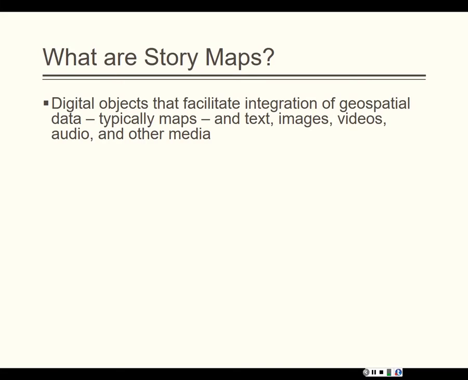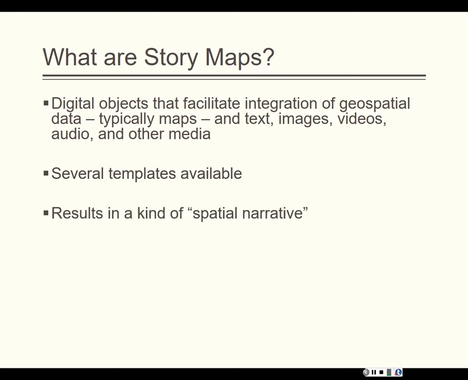So what are story maps? Well, they are quite simply digital objects that facilitate integration of lots of different types of data. These are typically maps, but also other things like text, images, videos, whatever media. And you can kind of mash these up. What I like to say is that they sort of tell a spatial narrative in some way. There are several templates available for this, and these templates can range everywhere from things that are more suited to a journalistic account of a journey or of a topic, to a slideshow, to more of a travel log. So there are lots of different ways that you can use these things. As I said, what these ultimately create is a spatial narrative. It takes you on a journey that is grounded in some sort of space and place.